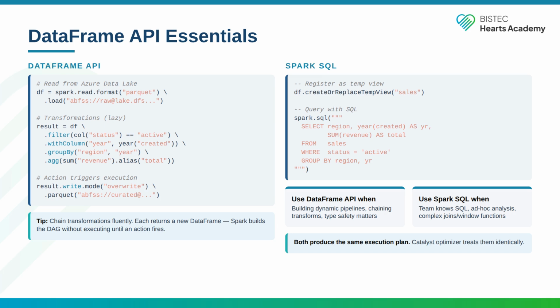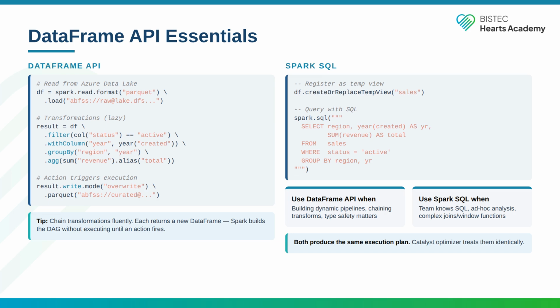Spark SQL provides the same capabilities through standard SQL syntax. You register a DataFrame as a temporary view, then query it with SQL. For teams with strong SQL skills, this is often the faster path to productivity. The important part is that both approaches produce the exact same execution plan. Spark's Catalyst optimizer doesn't care whether you wrote DataFrame API calls or SQL. It converts both to the same logical plan and optimizes from there.